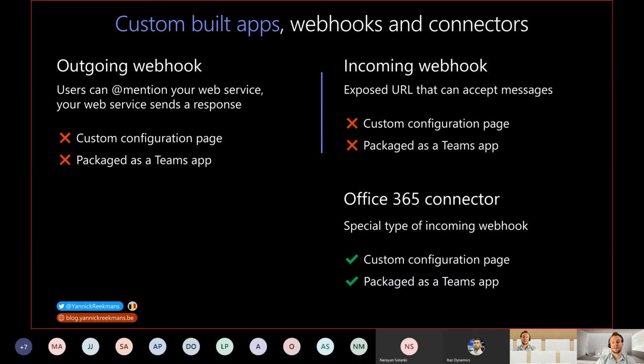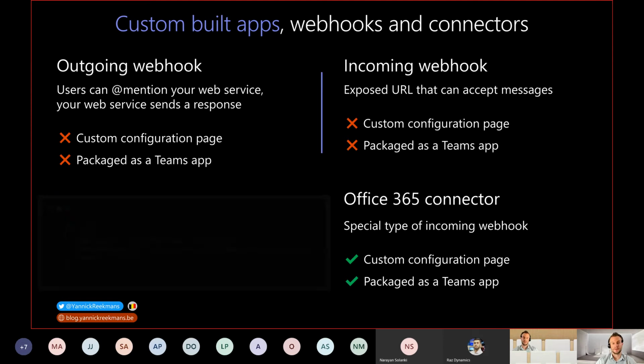So it's in essence still a web service on your end, and it's still a URL that's exposed to the internet, but it does allow a custom configuration page and it can be packaged as a Teams application. And this is because it leverages the Office 365 connector possibilities, where you go into the Outlook online dev portal and you register your webhook in there. And then you put that configuration inside a manifest file, like here.